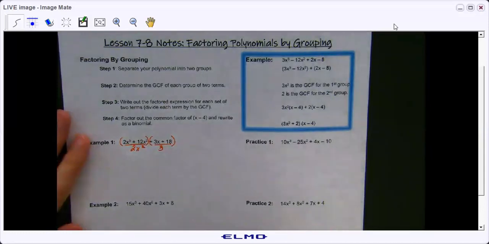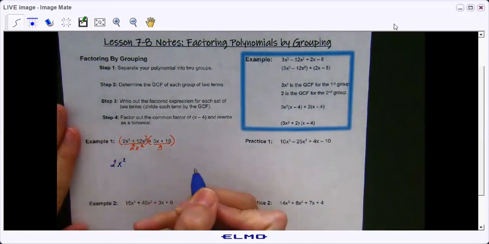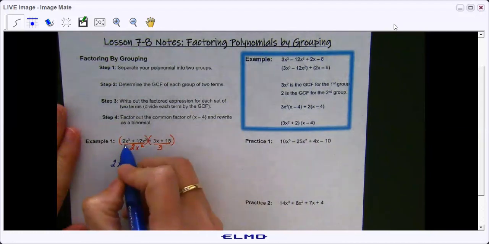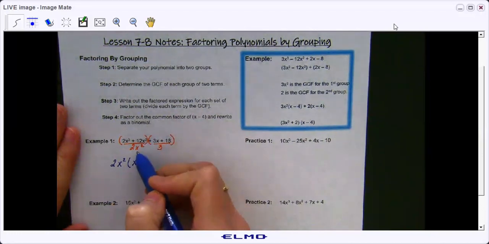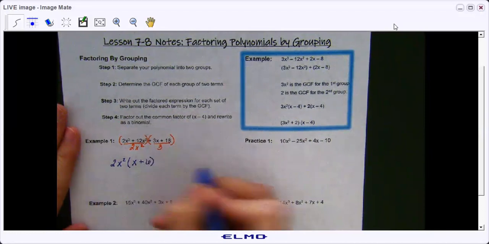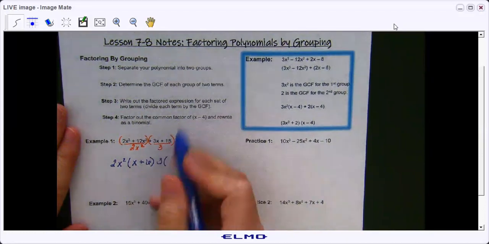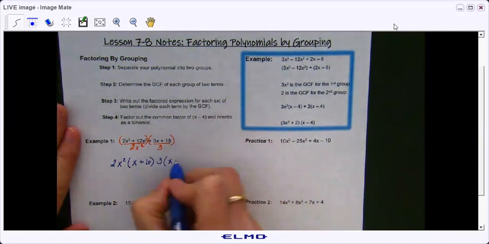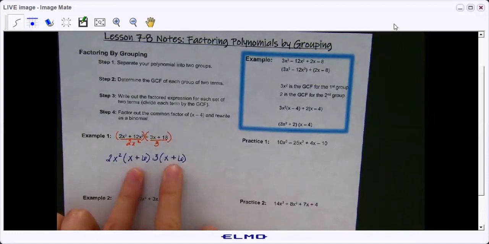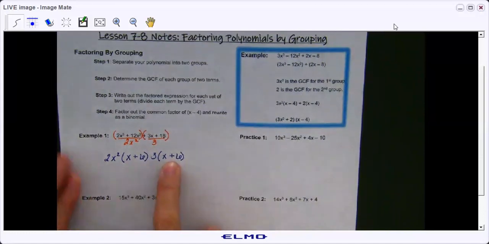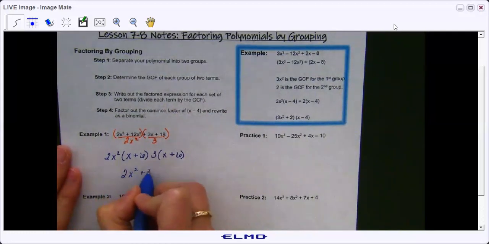So then we have our greatest common factor on the outside of the parenthesis, and then we go ahead and divide. So 2x cubed divided by 2x squared is x. 12x squared divided by 2x squared is 6. And then our 3 goes on the outside. 3x divided by 3 is x. 18 divided by 3 is 6. And we can see here that our 2 factored out terms are the same, which is the goal. Our final answer would be 2x squared plus 3 times x plus 6.